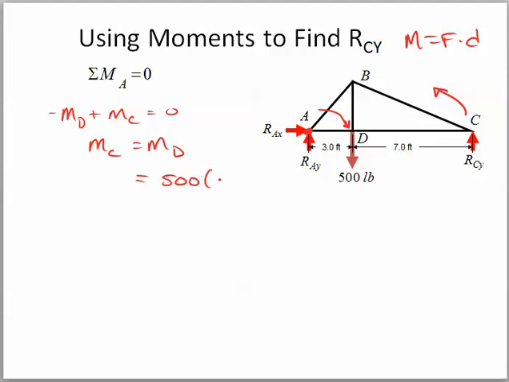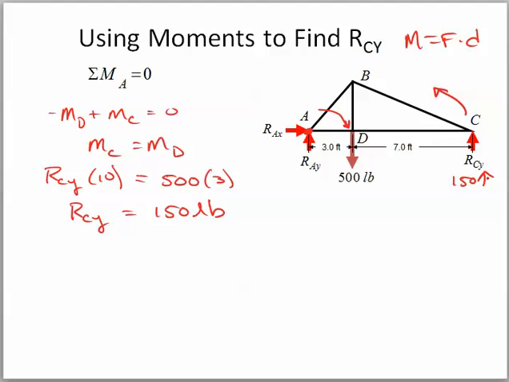My distance is 3. On the left side of the moment at C, I have a force, which is my reactionary force, and it is a distance of 10 feet away. So to find what RCY is, I'm going to take 500 times 3, which is 1500, divided by 10, and get 150 pounds. So that tells me what RCY is. This is now 150 pounds of pressure pushing up.